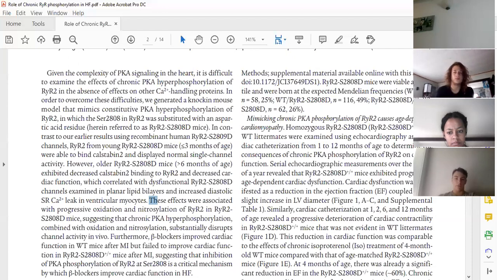Mimicking chronic PKA phosphorylation of a receptor causes age-dependent cardiomyopathy. Homozygous mutant and wild-type littermates were examined using echocardiography and cardiac catheterization from 1 to 12 months of age to determine the consequences of chronic PKA phosphorylation of receptor on cardiac function. Okay, go ahead. Serial echocardiographic measurements over the course of a year revealed that receptor plus mice exhibited progressive age-dependent cardiac dysfunction. Okay, go on more, and then we'll look at the data. Cardiac dysfunction was manifested as a reduction in the ejection fraction coupled with a slight increase in LV diameter.